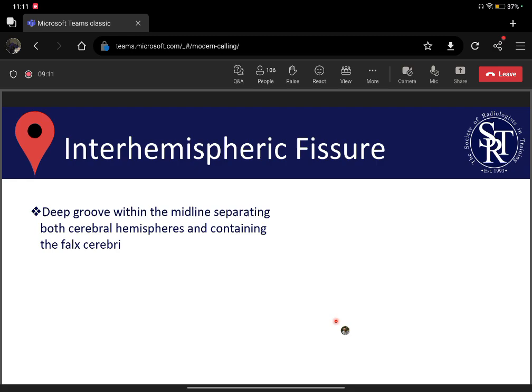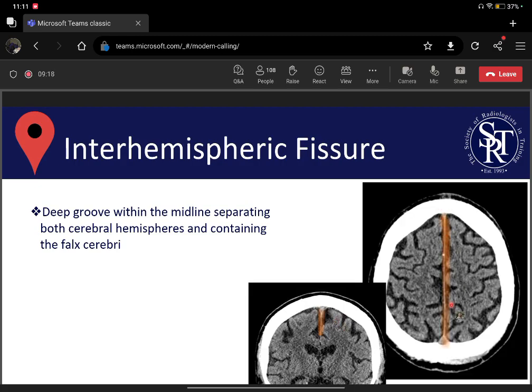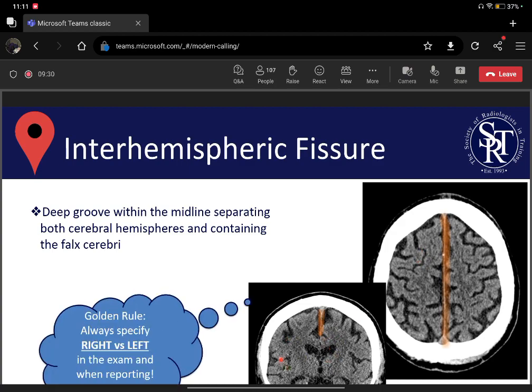So the first and most obvious landmark you need to know is the interhemispheric fissure, which is this deep groove between the two hemispheres, separating them from each other, and that's where the falx cerebri sits, highlighted in orange. So when looking at these axial and coronal views, always remember to specify right from left, not just for the exam, also when you're reporting later on. It's very important. You can lose lots of marks for not specifying right from left. So these are things to be aware of when you're answering your questions.